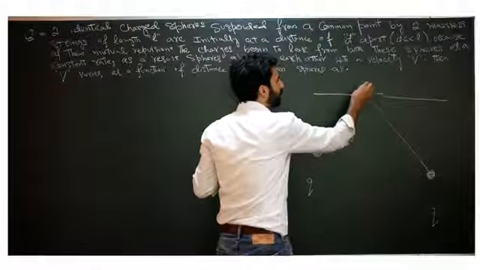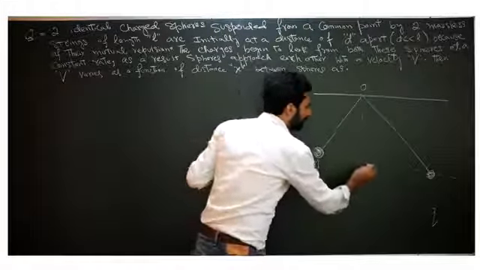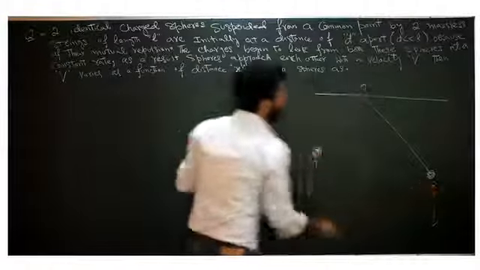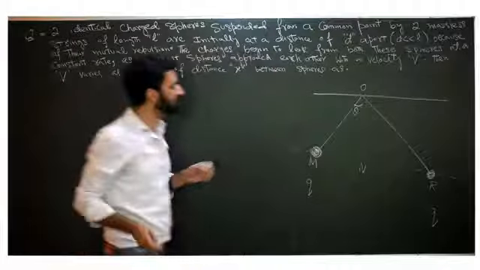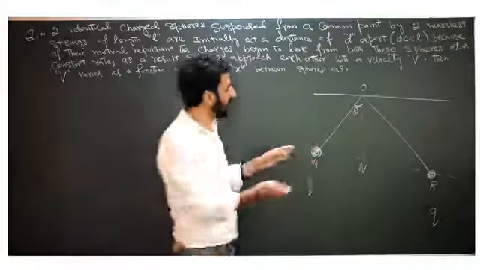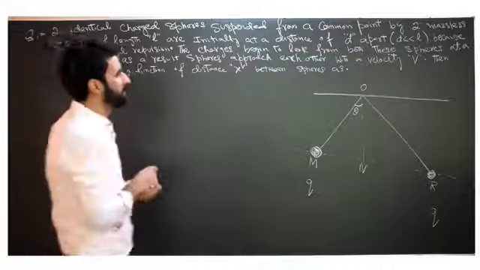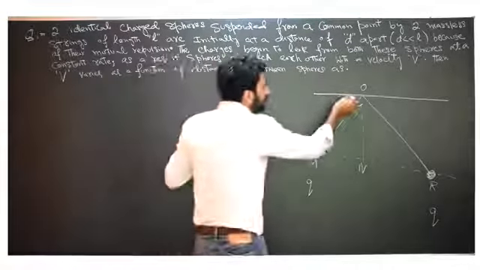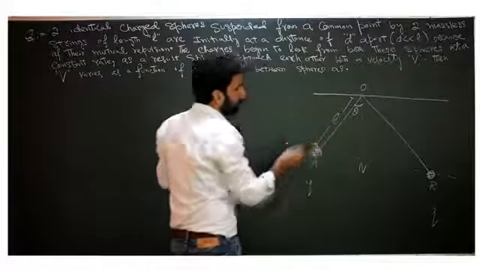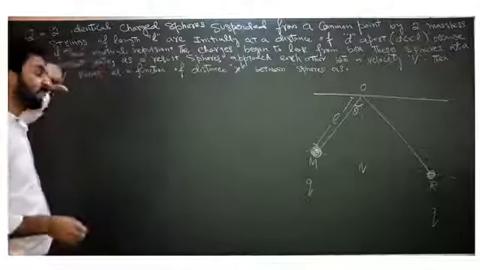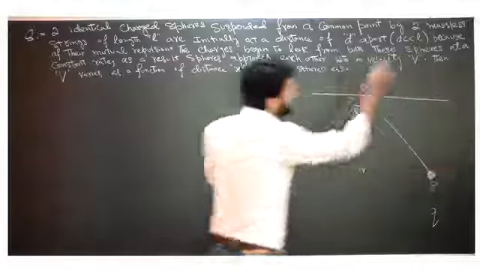Now let's call this point O, this point M, N, and this R. Let's call this angle theta. These are two charged spheres which are held at a distance. Earlier they are held at a distance d apart, and the length of the strings is L.